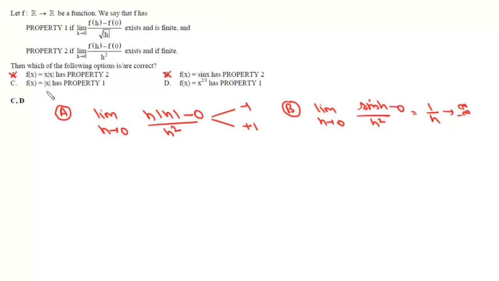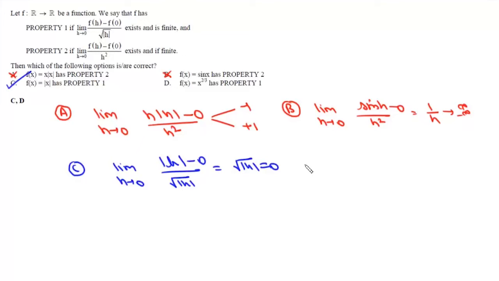Now this C is f(x) equals mod x has property 1. Now for property 1, it will be this limit h tends to 0. Now f(h) is mod h minus 0 upon under root of mod h, which will be under root of mod h, which is simply 0. That means this function satisfies property 1.